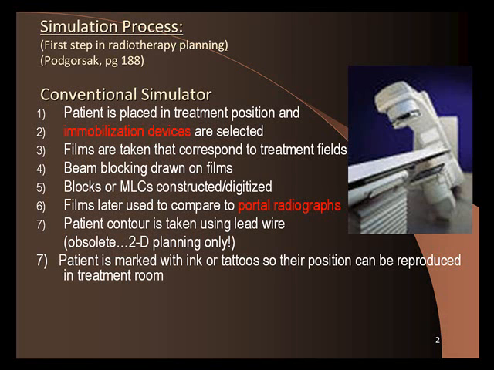Then films are taken that correspond to treatment films. Beam blocking is drawn on films by the physician. Blocks or MLCs are constructed or digitized. Films are later used to compare to portal radiographs, and I'll talk about that in a minute. Patient contour is taken using lead wire.